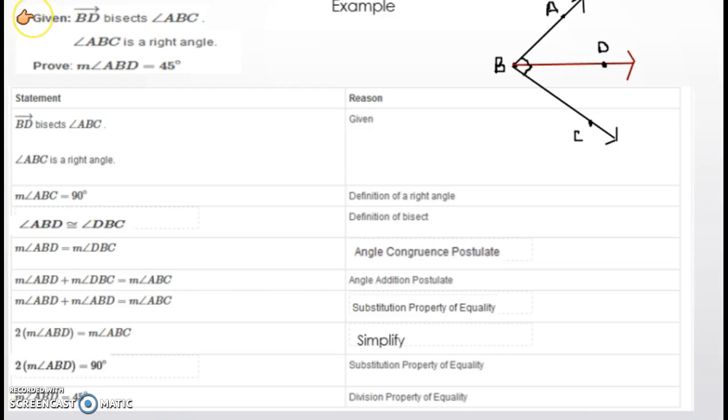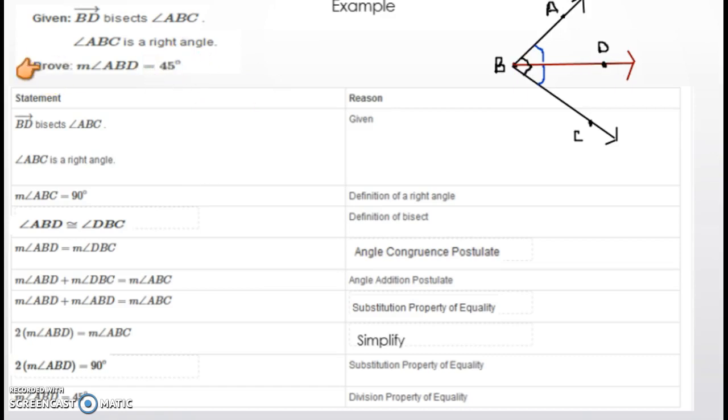So in this particular proof, it is given that BD bisects angle ABC. So I drew a little picture over here, ABC. Here's my angle. It tells us that it's a right angle, so this little box denotes it's a right angle, and then it says BD is an angle bisector. So when it bisects, that tells us something. That tells us that this angle is equal to this angle. Now we're trying to prove that angle ABD is equal to 45 degrees.